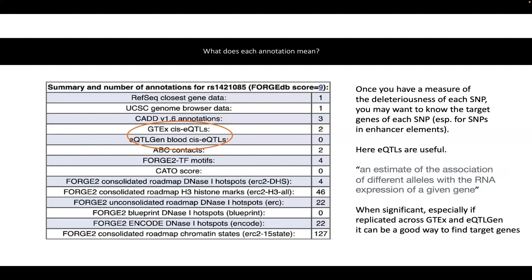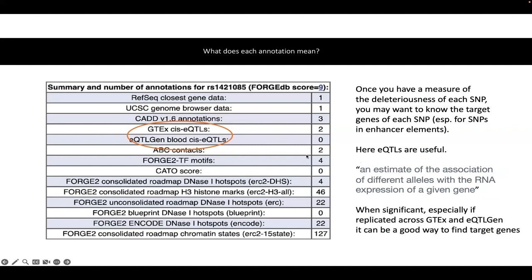EQTLs. So how many of you know what an EQTL is? You know what EQTLs are, right? You work with EQTLs all the time. And so EQTLs are useful once you've done the CAD score analysis, or you've seen what the CAD score is. FORGEdb will give you the CAD score for every SNP. This EQTL is an estimate of the association, of course, of the different alleles with RNA expression.